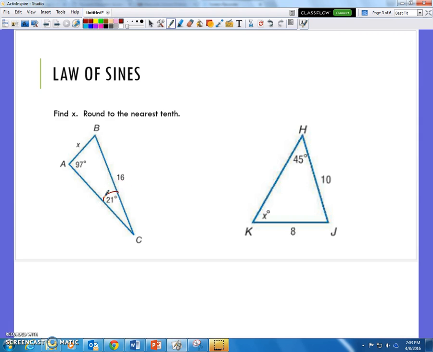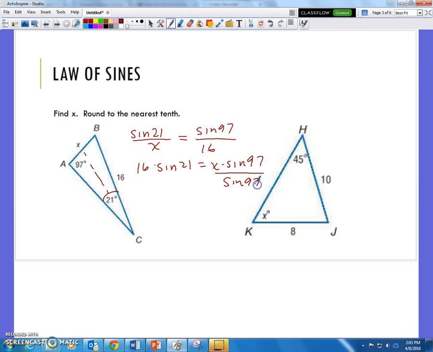If I know 21 degrees, if I take its sine and divide it by its opposite side, it is equal to the ratio of the sine of 97 over 16. All right, and so when I cross multiply, I have 16 times the sine of 21 equals x times the sine of 97. Now remember, this is just a number, so I don't have to round anything, and I can do it all in my calculator for the most accuracy. I'm just going to divide both sides by the sine of 97. That gets my x all by itself, and I'm going to type this whole thing into my calculator all at once.